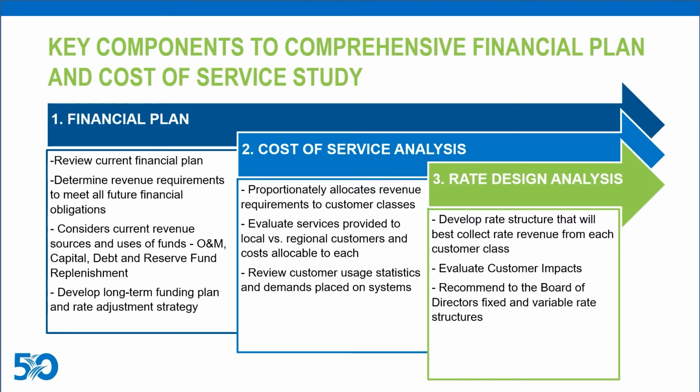There are 3 key components to any comprehensive financial plan and cost of service study. They're shown in this graphic here on this slide. The first component is the financial plan, and in this phase of the study, we will review the district's current financial plan and really look at the long-term forecast going forward. We will be reviewing and estimating all costs out into the future, including operating, maintenance, capital costs. We'll also look at debt service payments and reserve funds. The goal in this phase is to develop a long-term funding plan and rate adjustment strategy.